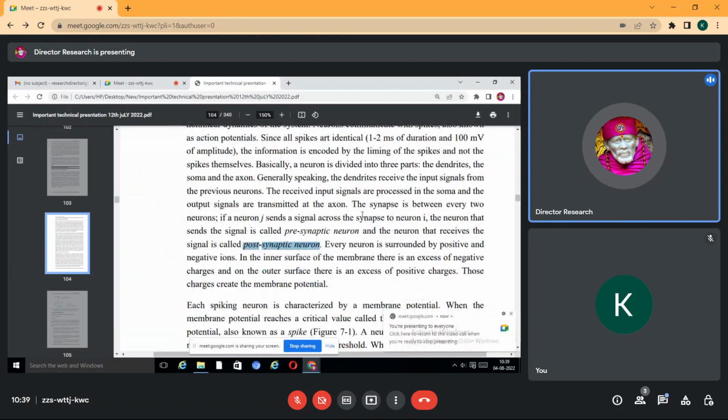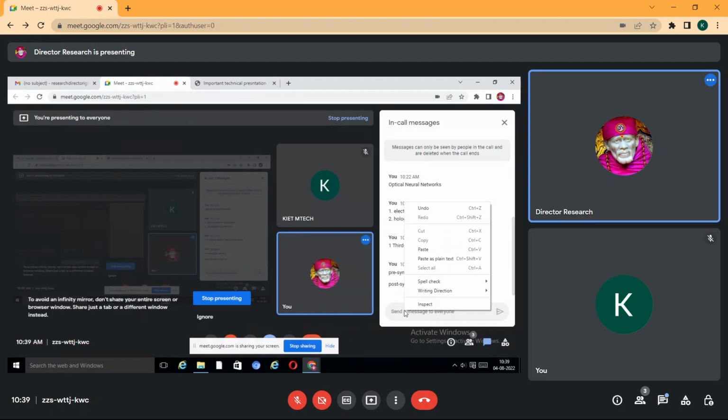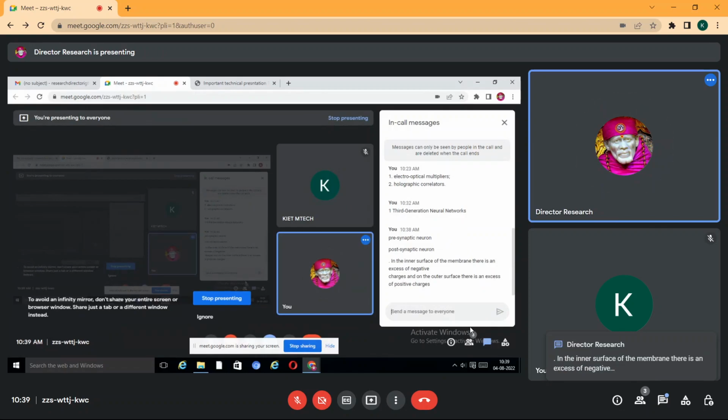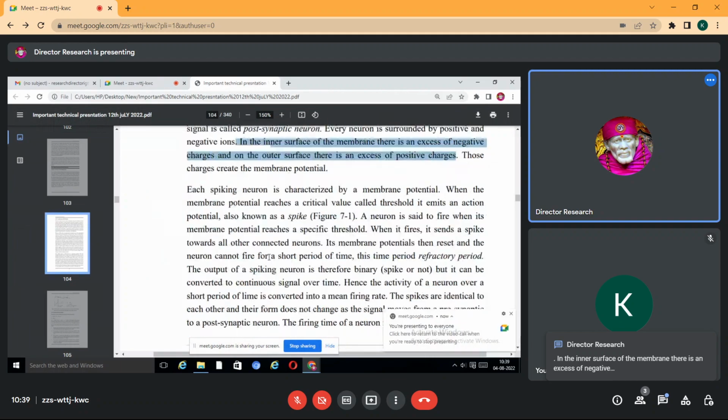Every neuron is surrounded by positive and negative ions. On the inner surface of the membrane, there is an excess of negative charges. On the outer surface, there is an excess of positive charges. This is also a very important point, about inner and outer surfaces. Those charges create a membrane potential.